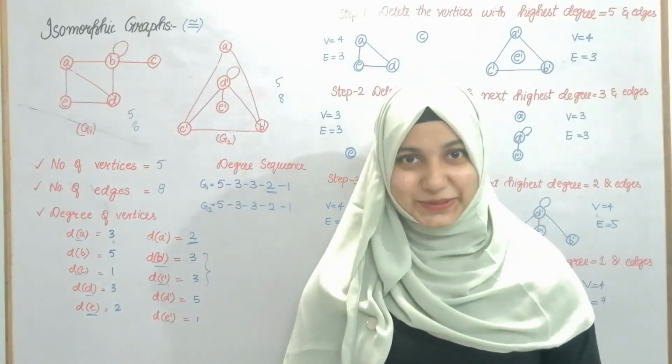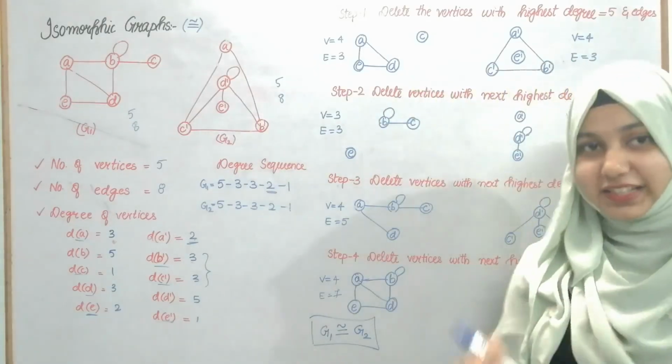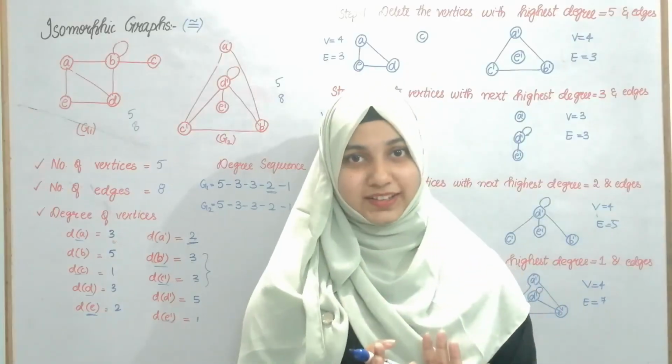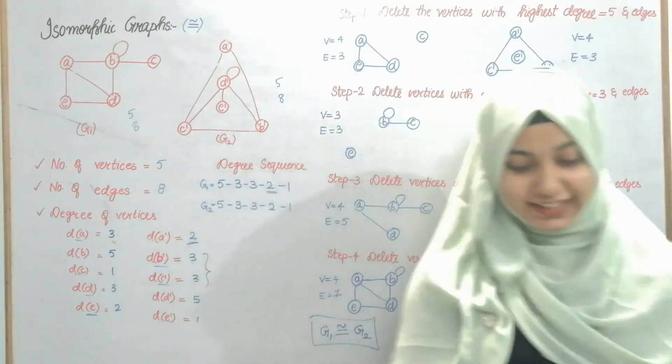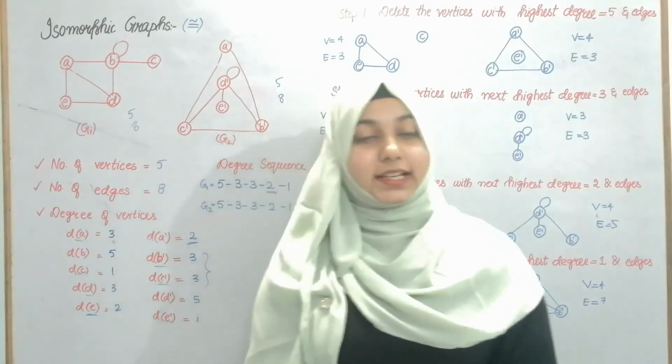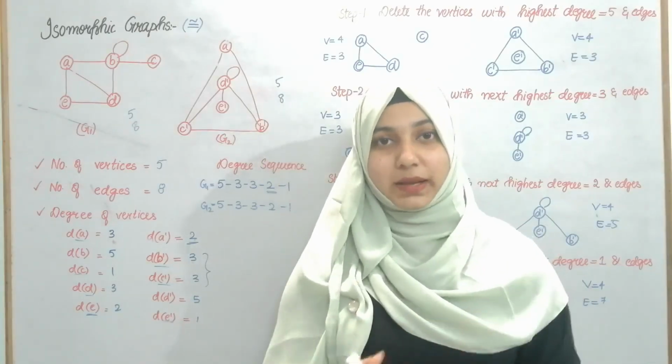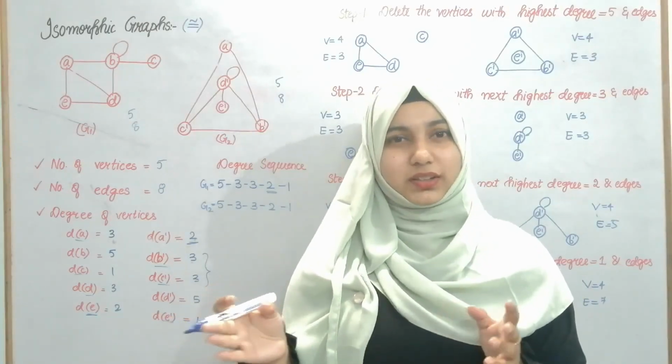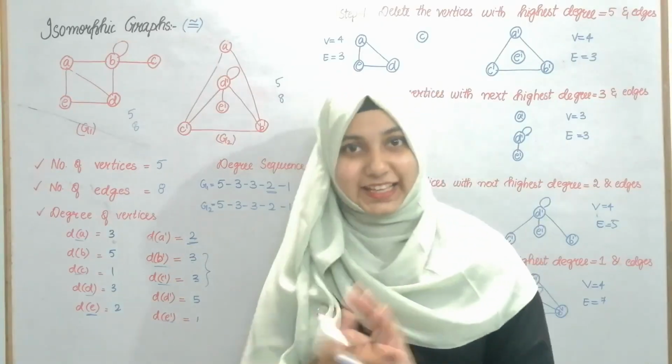Clear? Understood? Okay, so this was the last topic of the first half of unit 1. First half, not the second half. The second half is still there. In the second half we have got walks, trails, paths, connected graphs, and the shortest path. We'll see that in the next session.